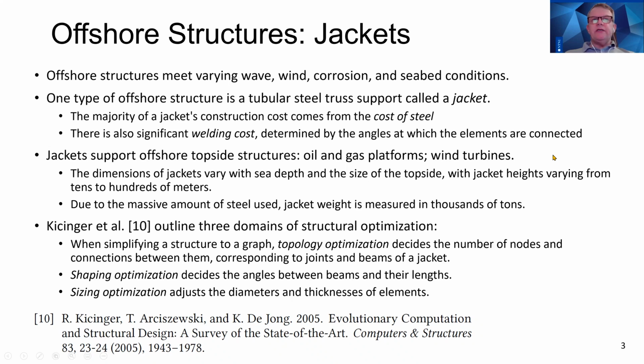Why are we interested in these jackets? Well, they support important offshore topsides such as oil and gas platforms, wind turbines. The dimension of the jacket varies with the sea depth and also the size of the topside. Jacket heights vary from tens to hundreds of meters, and the weight is measured in thousands of tons. There are different types of optimization when it comes to structures. We have topology optimization, shaping optimization, and sizing optimization.